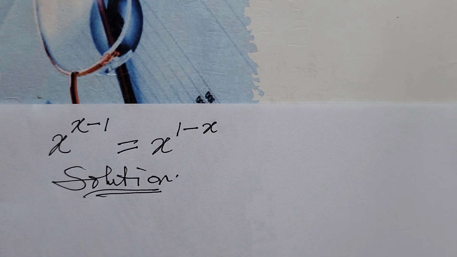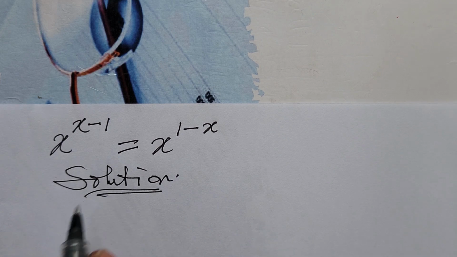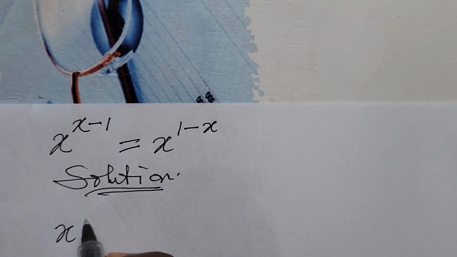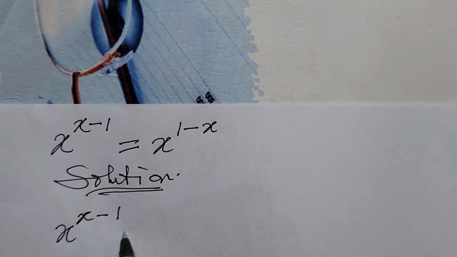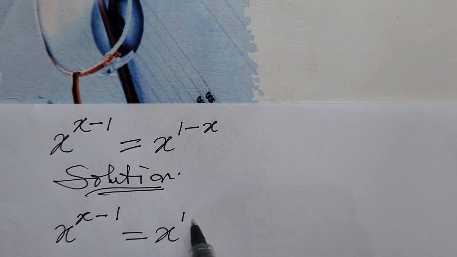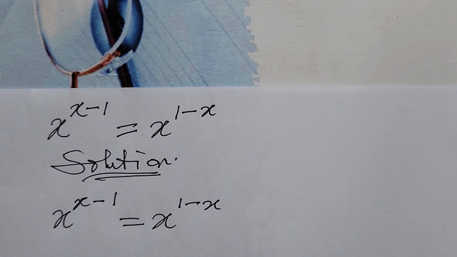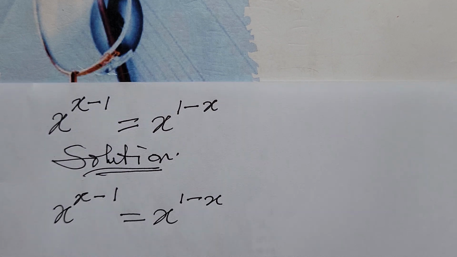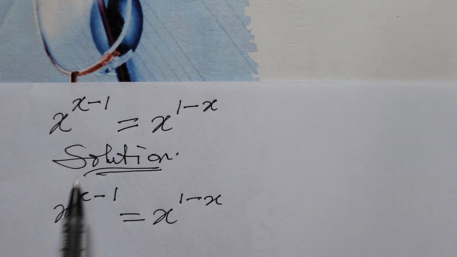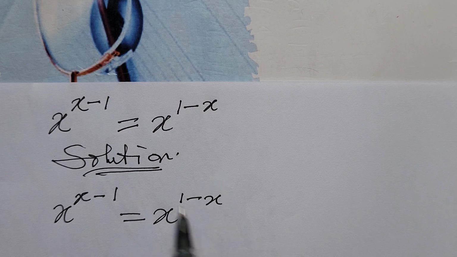But is that positive 1 the only root to this challenge? No. So how do we get the other root to this challenge? So here we have our question, which is x to the power of x minus 1 equal to x to the power of 1 minus x, right? Good. So all we just need to do here, in order for us to get the second root to this challenge, is to rewrite this exponent here. Equally rewrite this exponent here.